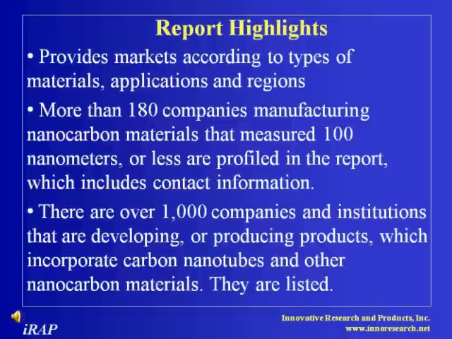The report segments the world into three regions to analyze production of carbon nanomaterials, that is North America, Europe and Asia including Australia. The report provides markets according to types of materials, applications and regions. More than 180 companies manufacturing nanocarbon materials that measure 100 nanometers or less are profiled in the report, which includes contact information of all these companies. There are over 1,000 companies and institutions that are developing or producing products using these materials, which incorporate carbon nanotubes and other nanocarbon materials.